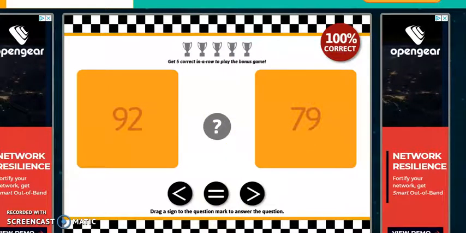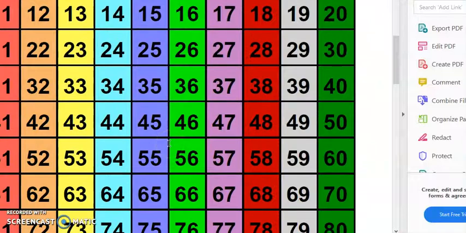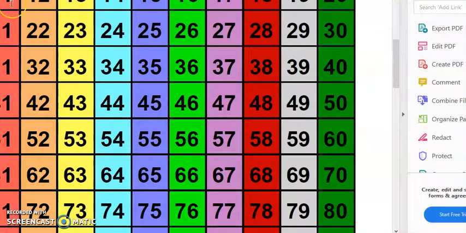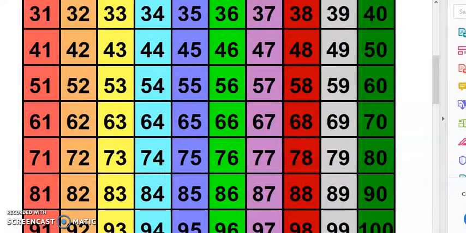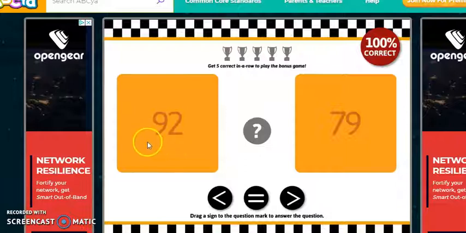We're also going to use our handy dandy hundreds chart over here. It's a little bit in the way. We can use our hundreds chart, and we can also use a different way. First of all, when we're comparing 2-digit numbers, we're going to look at the tens first, okay? We decide whether the number in the tens place is bigger or lesser. So here we have a 9 in the tens place and a 7 in the tens place. Here, is 9 greater or is 7 greater?